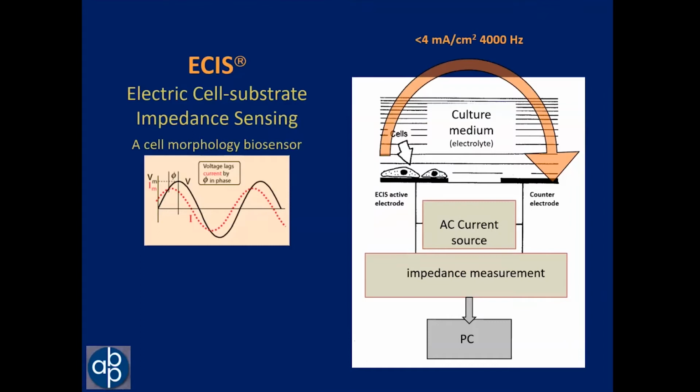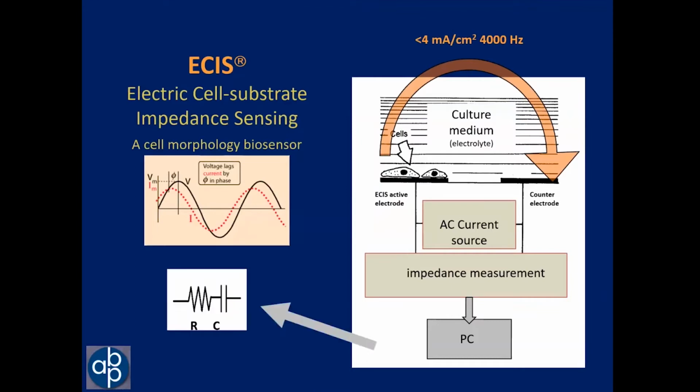This phase difference, along with the amplitude, can be used to return the complex impedance, which we represent as a resistor and capacitor in series. And again, we can change the frequency of this measurement, and that will alter what we measure.